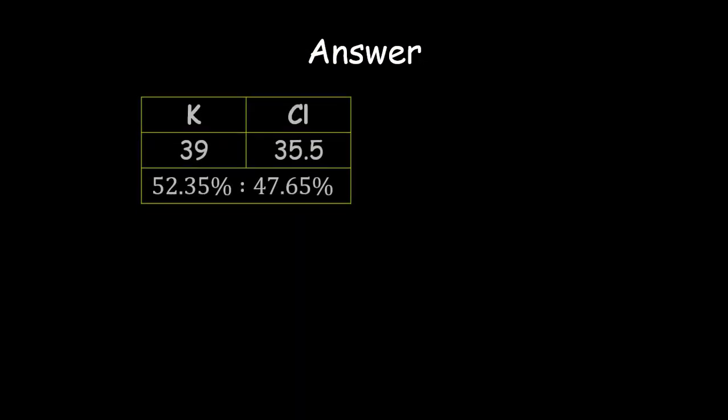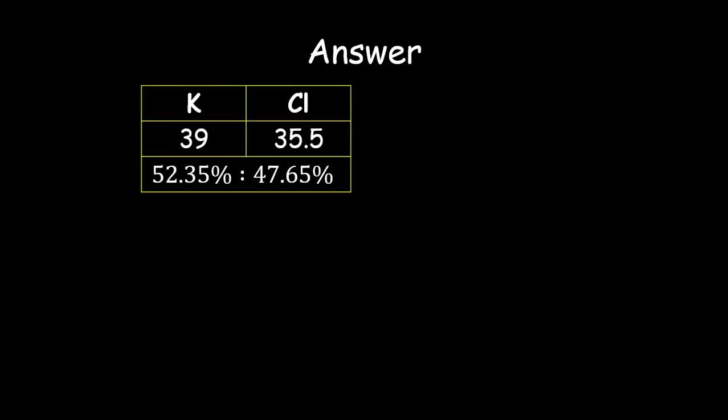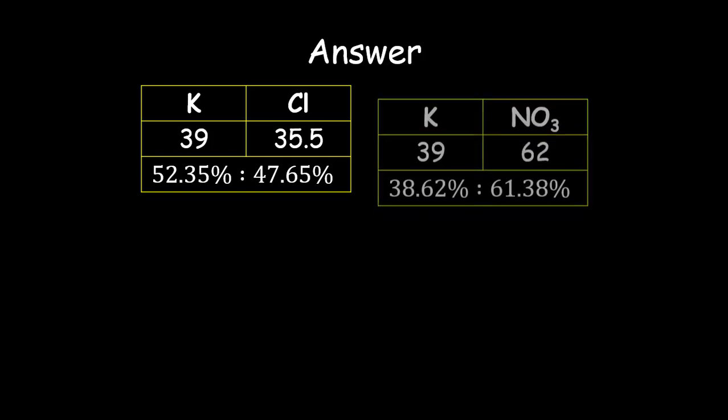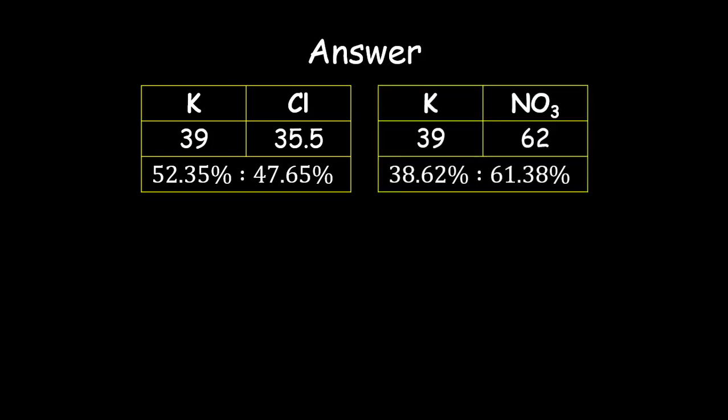The answer. First, we need to find the percentage of potassium in the two compounds. In the first one, potassium is 39, chlorine 35.5. So the ratio between them is 52.35% and 47.65%. The next compound, we see that potassium 39, NO3 62, 30. So the ratio between them is 38.62% and 61.38%.